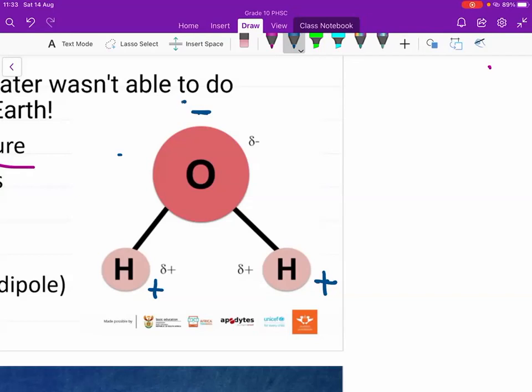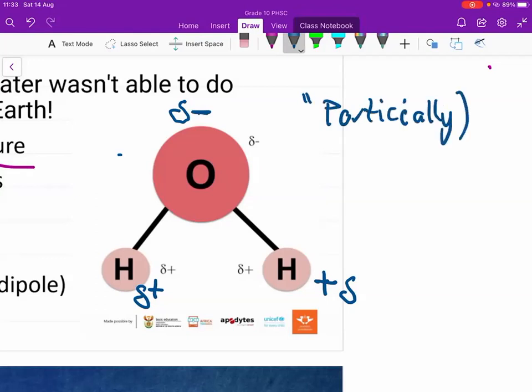And we say it's partially negative and partially positive. So we use that funny little symbol, it's a Greek letter, to just mean partially, because oxygen is not completely negative, but it is more negative than it is positive. And hydrogen isn't completely positive, but it's more positive than it is negative because oxygen is pulling all the electrons towards it.